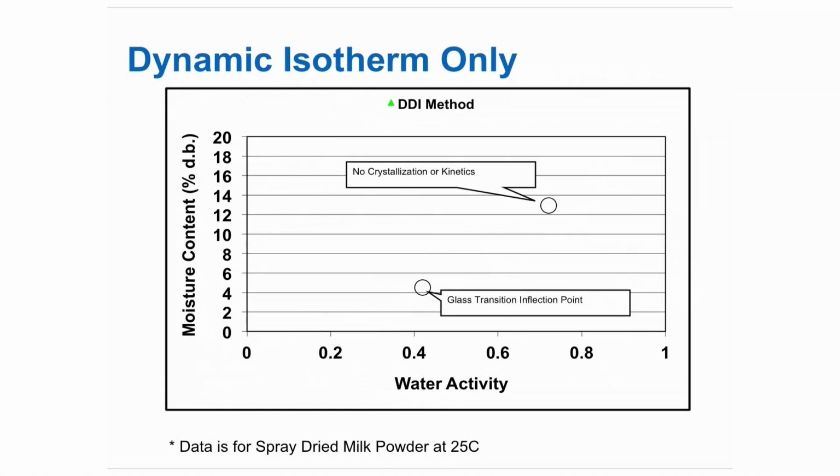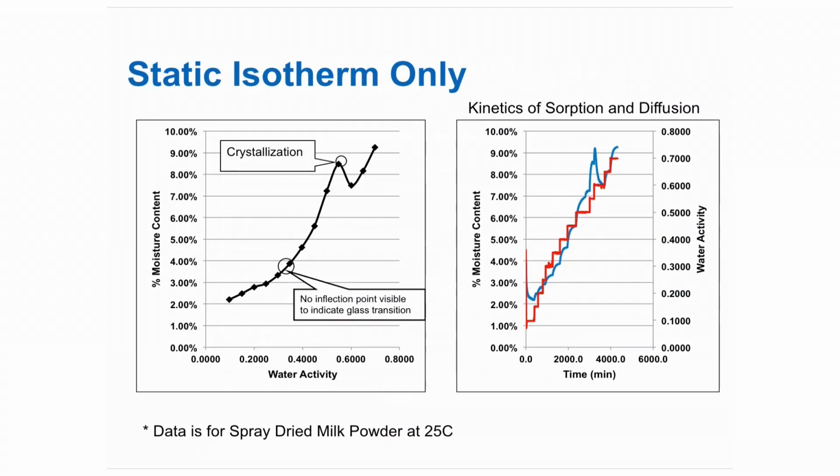Now, if we have just a system that does dynamic isotherms, of course, you can see these interesting inflection points that indicate glass transition and where the critical water activity is, but it doesn't allow you to visualize crystallization, which can happen for powders once they've gone through glass transition. And it also doesn't allow you to do any kinetics absorption. So it provides valuable information, but not necessarily all the information that you might want.